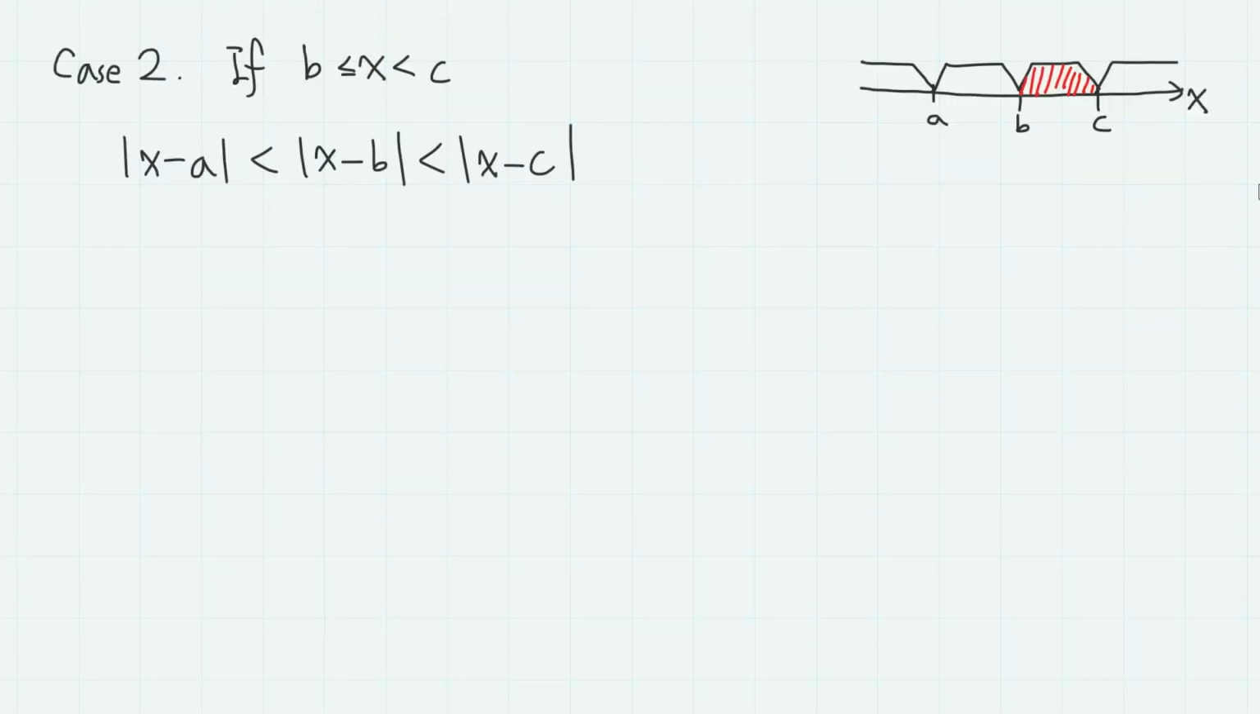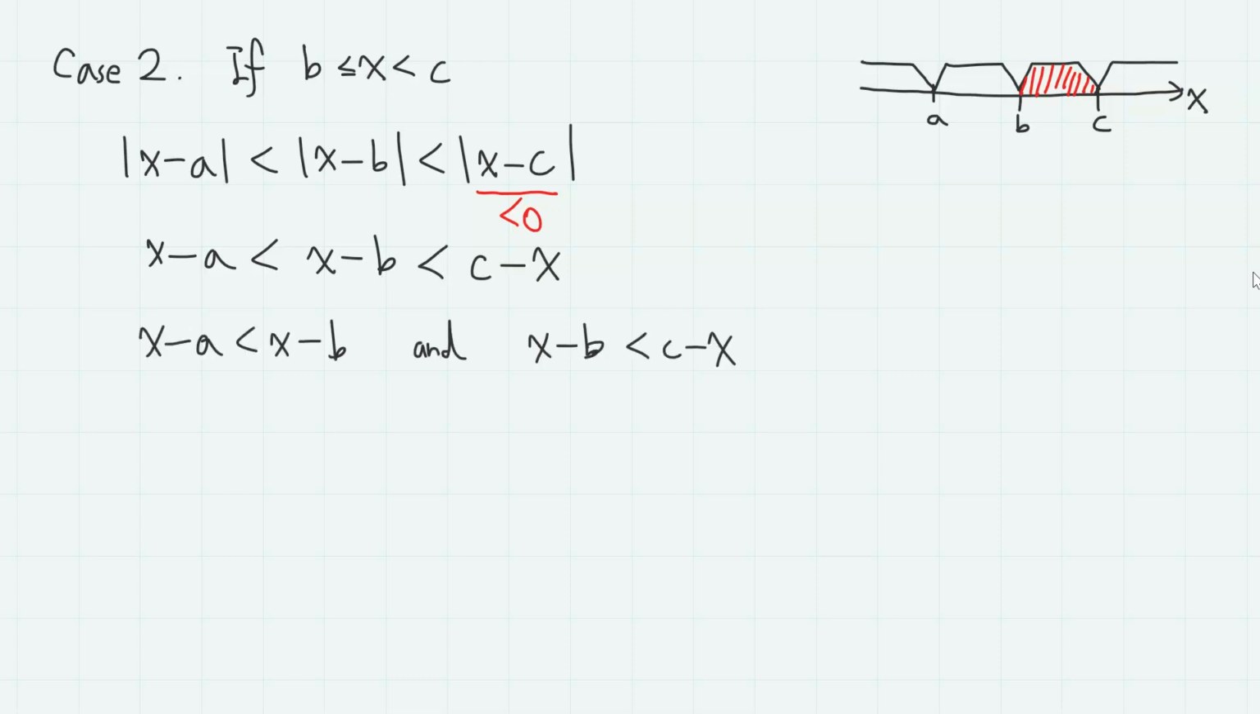Case 2, if x is greater than or equal to b and less than c, then x minus a and x minus b are still positive, but x minus c becomes negative. Therefore, the absolute value of x minus c is given as the opposite sign of it, c minus x. This system of inequalities is equivalent to x minus a is less than x minus b and x minus b is less than c minus x.